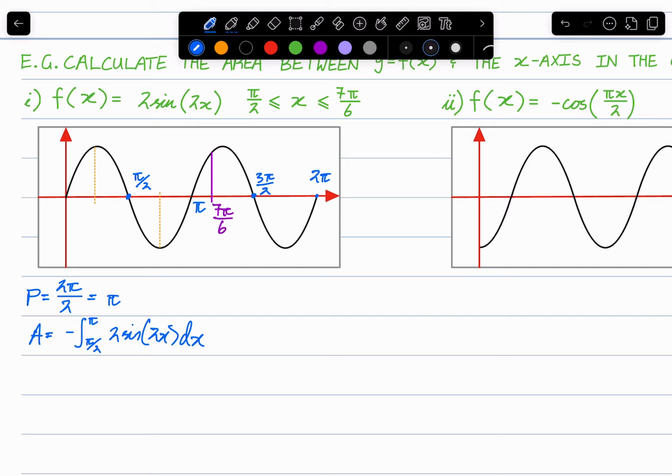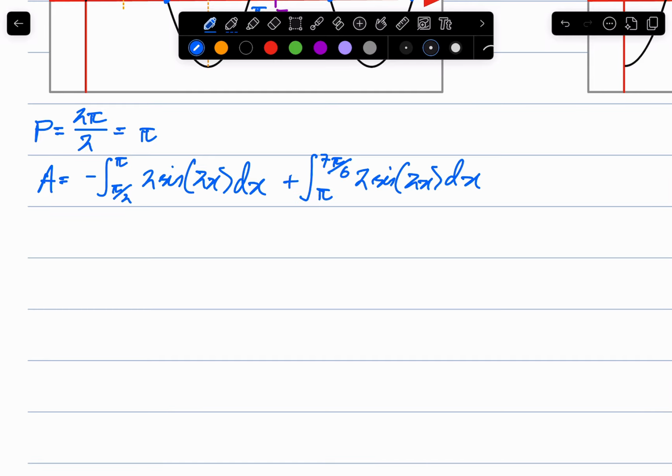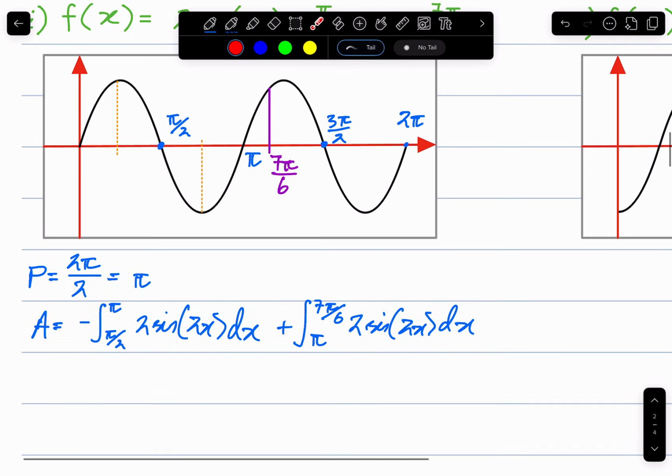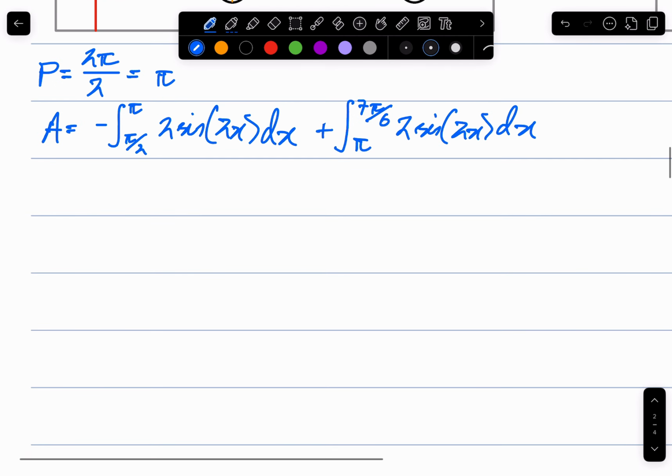And now onto this I need to add, so plus the integral from pi until 7 pi on 6 of 2 sine 2x dx. Then from here it's just a matter of evaluating this definite integral. So all of the work, and most of the difficult work, I hope, is really just understanding where these intercepts are and knowing when to account for negative definite integrals. And so now we just integrate.